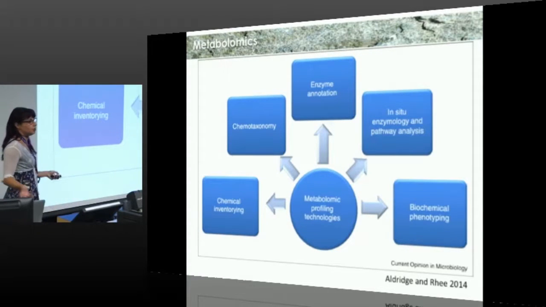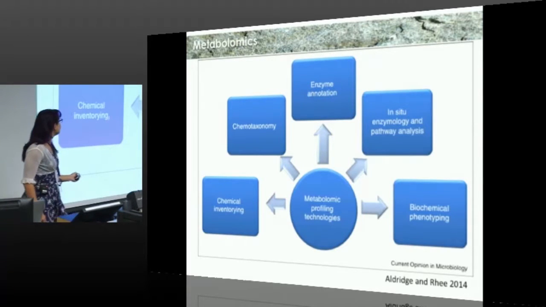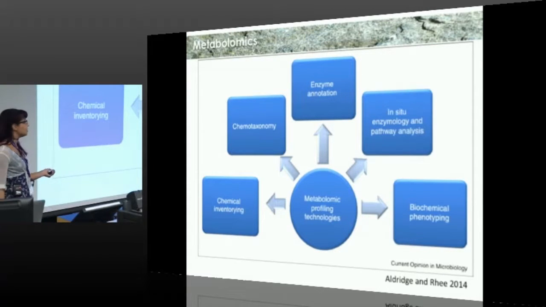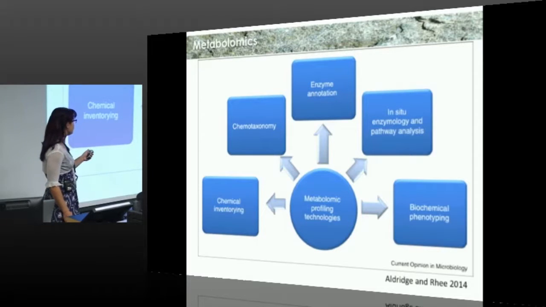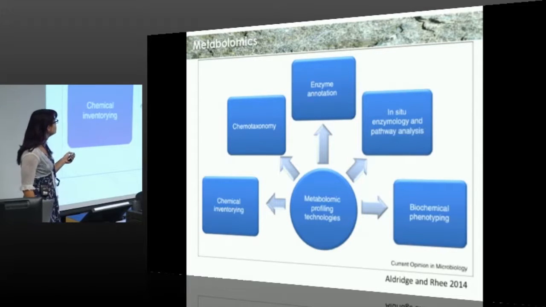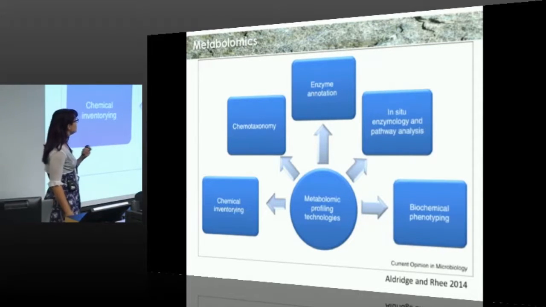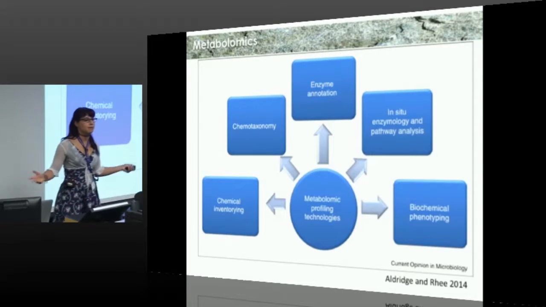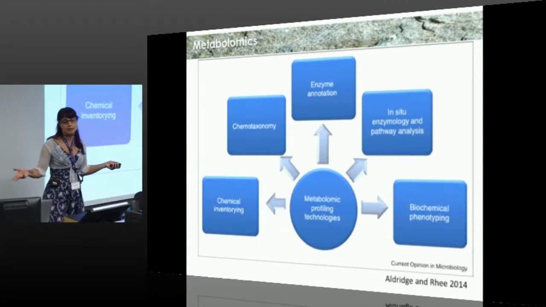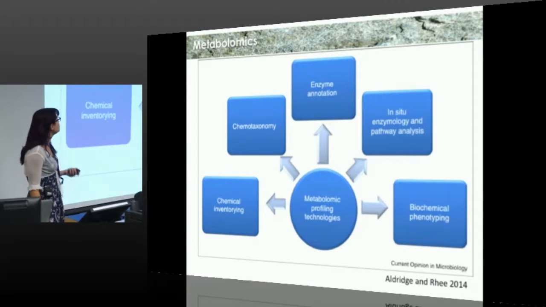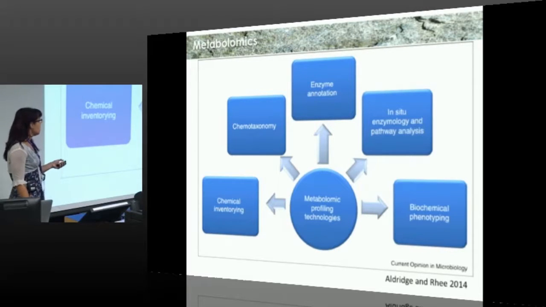And this technique can be used for a number of different applications. We can figure out, whoops, I got ahead of myself. We can figure out what chemicals are being produced by the cells, obviously. We can annotate enzymes based on what is being produced. We can look at pathways. We can figure out what metabolic processes are occurring. We can even phenotype different organisms that we can't necessarily culture in the lab. So this is all very useful, right?